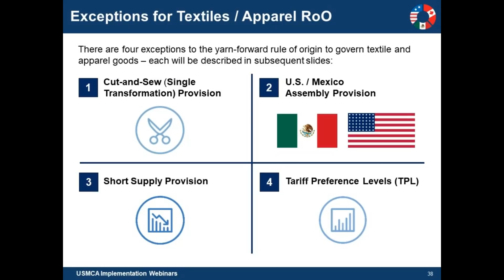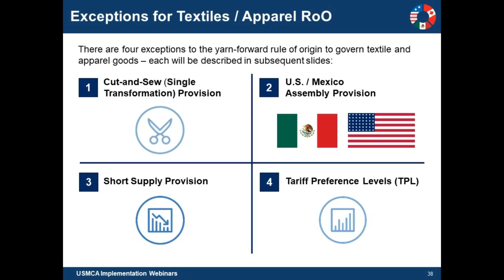The U.S.-Mexico assembly provision allows preferential treatment for textile and apparel goods that are assembled in Mexico from fabrics that are wholly formed and cut in the United States. The wholly formed and cut fabrics are exported to Mexico, where they are assembled into the final textile or apparel good and then imported into the U.S. using a designated provisional HTS number in conjunction with the HTS, or Harmonized Tariff Schedule, of the finished textile goods.